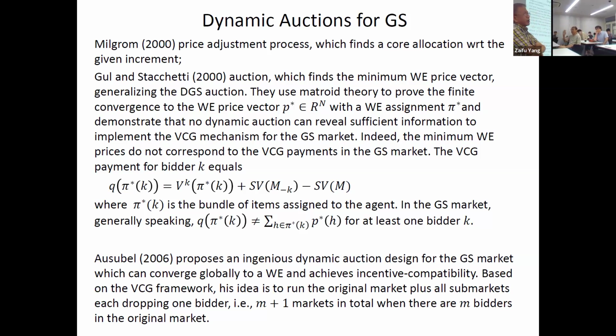Okay, a simple question. Is the core equal to Walrasian equilibrium in GS? In principle, this is still true, if you restrict it in some way, because here we have just one seller, right? So here we have to be careful.